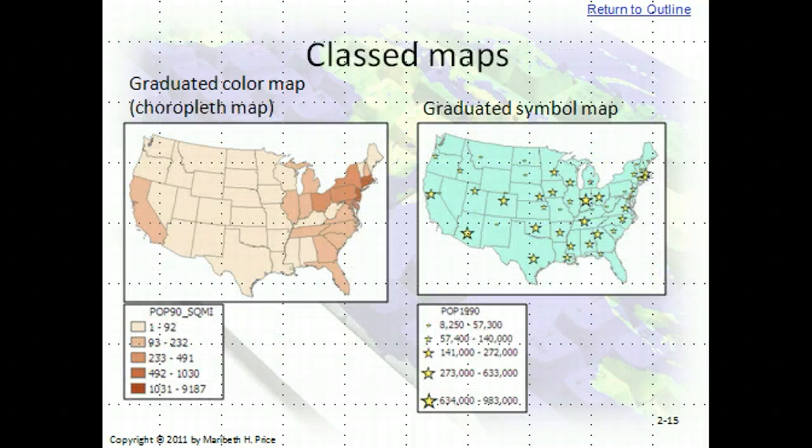This slide shows two examples of classed maps. On the left is a graduated color map, also known as a choropleth map. The population for 1990 per square miles has been divided into 5 classes. In this map, the darkest colors represent the greatest population density per unit area, whereas the lightest color indicates the smallest population density per unit area. On the right, population has been demonstrated using a graduated symbols map, where the largest symbol represents the greatest population density, and the smallest symbols represent the smallest population density.